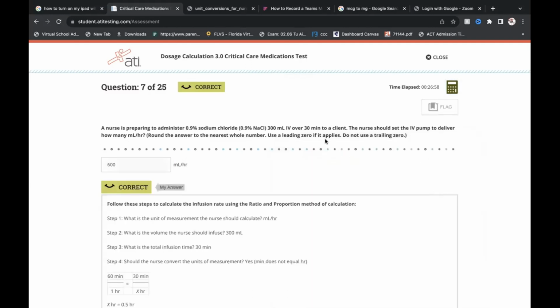Now, a lot of you may be saying that's not possible because we're only starting out with 300 milliliters. Well, the question is, how many are we giving per hour? Since you're only going to be giving 300 milliliters per 30 minutes, I think we can infer that there's going to be 300 left over. So we're not going to be using all 600, but if we were to set the pump to deliver per hour, we would have to give 600 milliliters per hour.